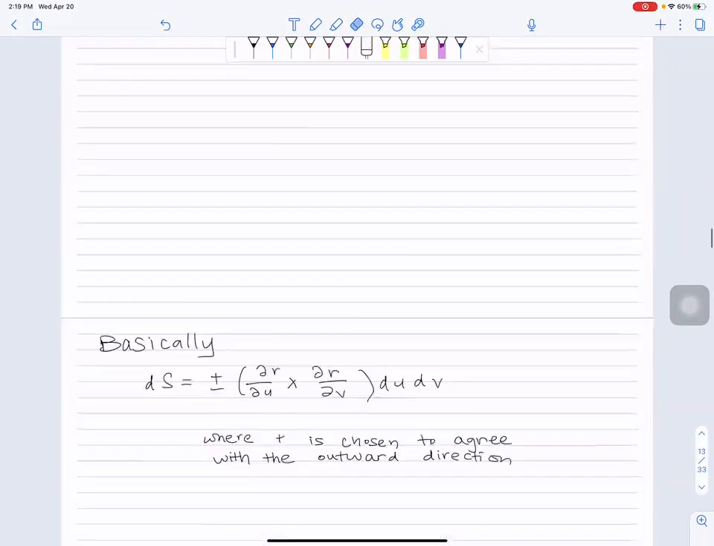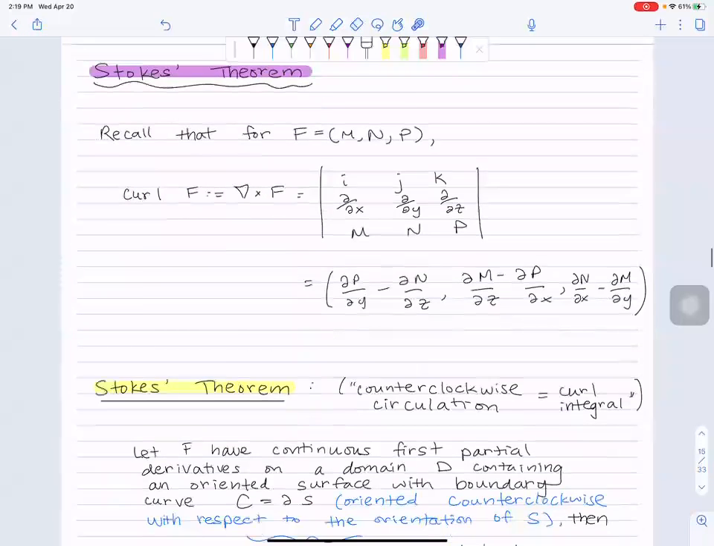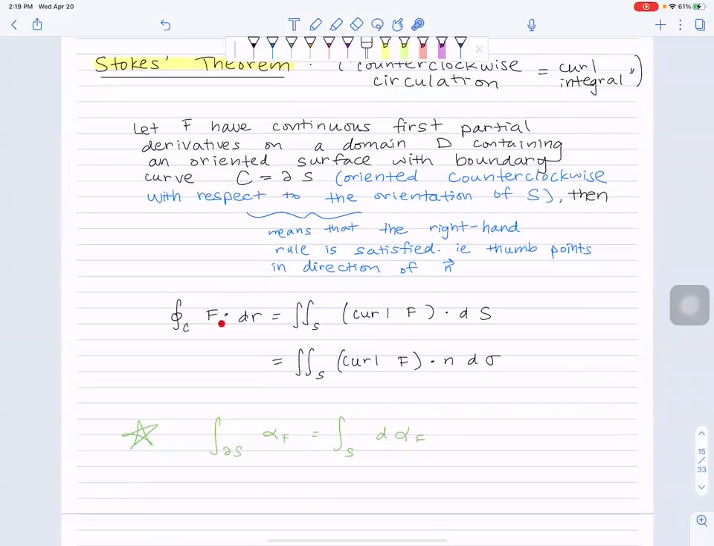Okay, so then let's do Stokes' theorem now. For Stokes' theorem, we can recall what a curl is. I just rewrote the definition of curl from a few weeks ago. What is Stokes' theorem saying? Stokes' theorem says that if we want to compute the integral of f dot dr over some curve, instead we can do the double integral of the curl of f dot dS. And remember that dS is equal to n d sigma.